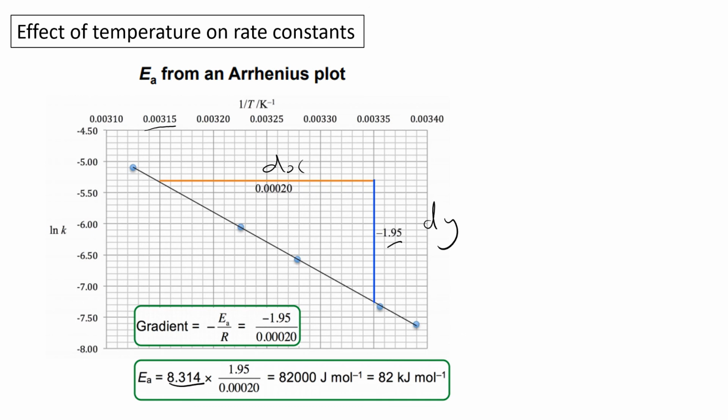It's on my data sheet as well. And because R's units are in joules per mole per Kelvin, you get your answer here in joules per mole, but it tends to be more standard, and quite often the answer they require is in kilojoules per mole, so you divide by 1000.